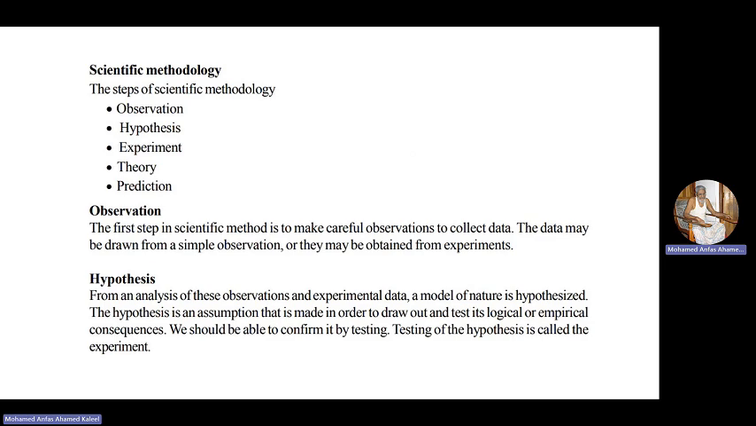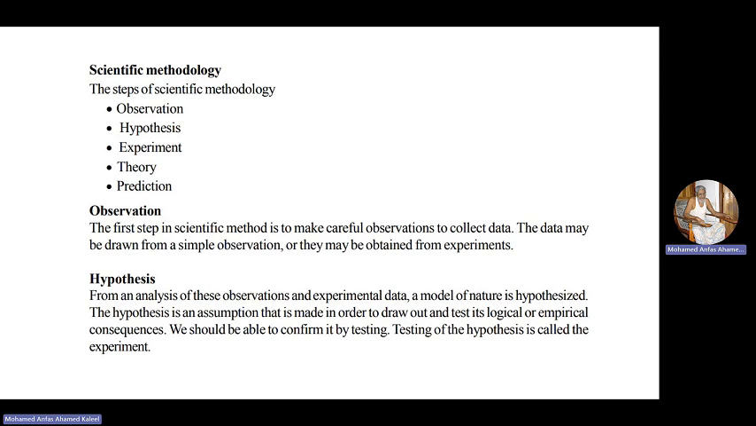So, okay, let's say observation. The first step in the scientific method is to make careful observations to collect data. The data may be drawn from a simple observation or they may be obtained from experiments.